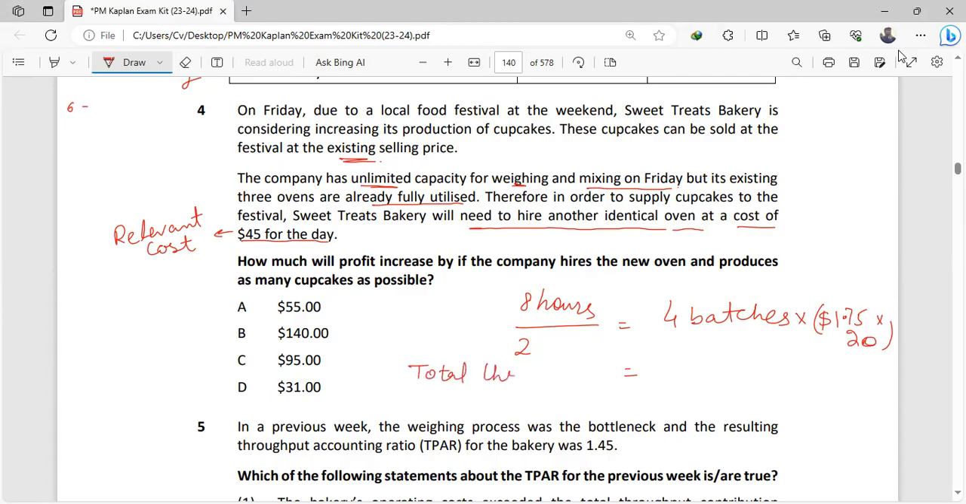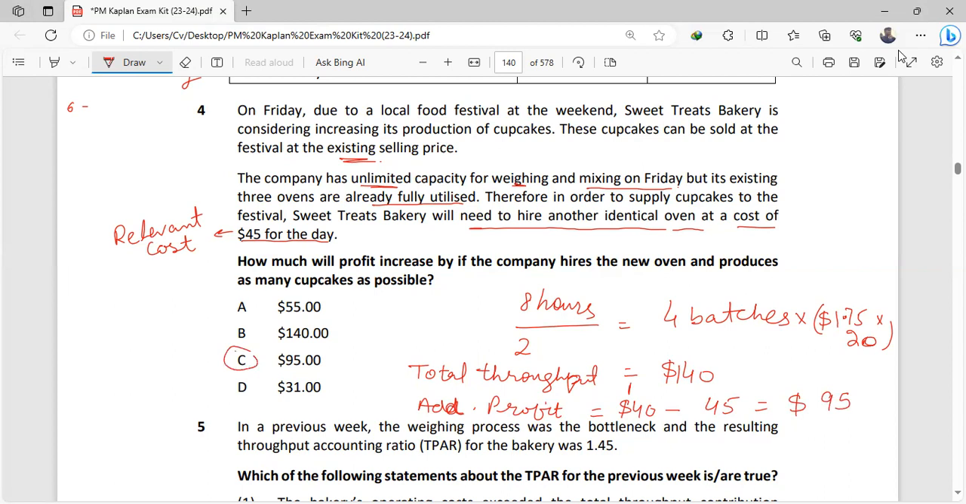What is the total throughput contribution? Total throughput 4 into 35, I think it's 140. And then calculate additional profit. Additional profit: 140 minus what? 140 minus 45. Additional profit is 95.